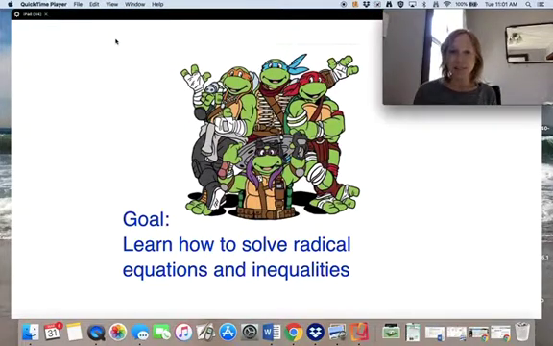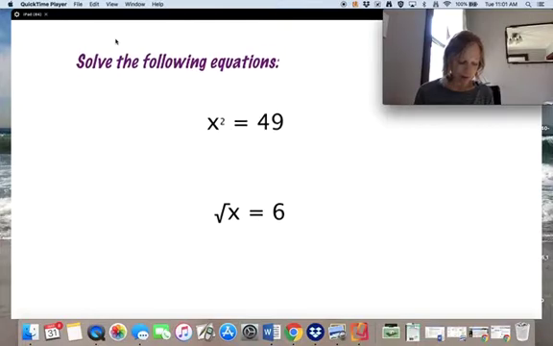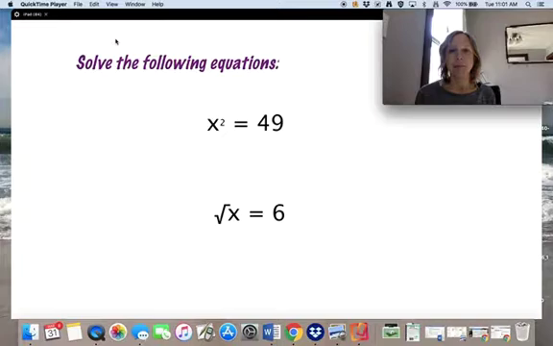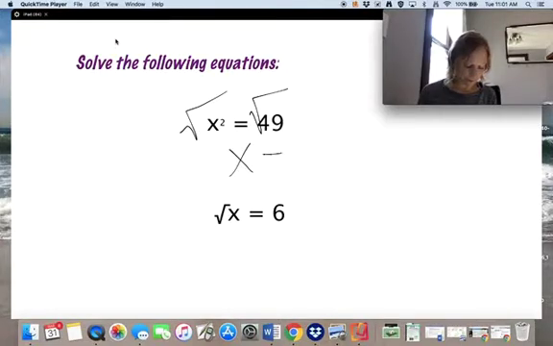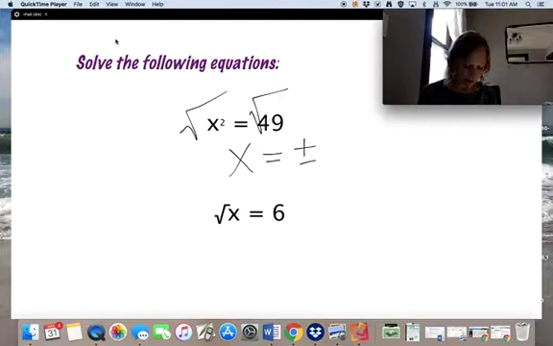All right, so today we're going to solve radical equations. And you know the basics of this already. I've got two equations there. Go ahead, take a moment and solve those. Let's review. Notice the first one, we take the square root of both sides, x equals plus or minus 7. And then the other one, to undo the square root, we square each side, and x equals 36.